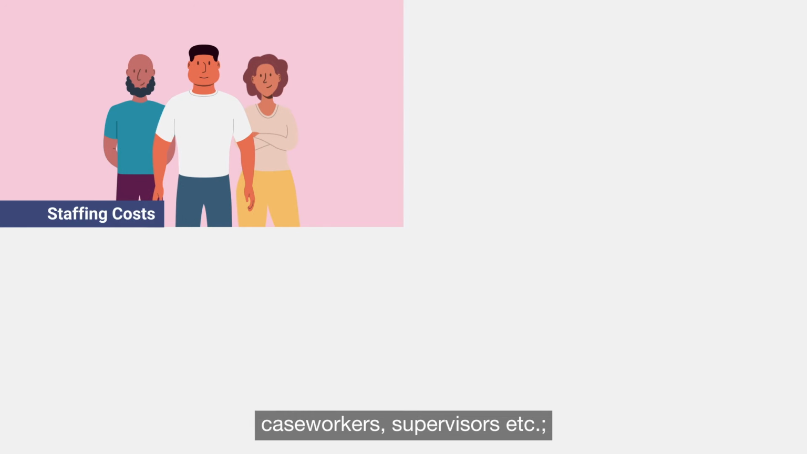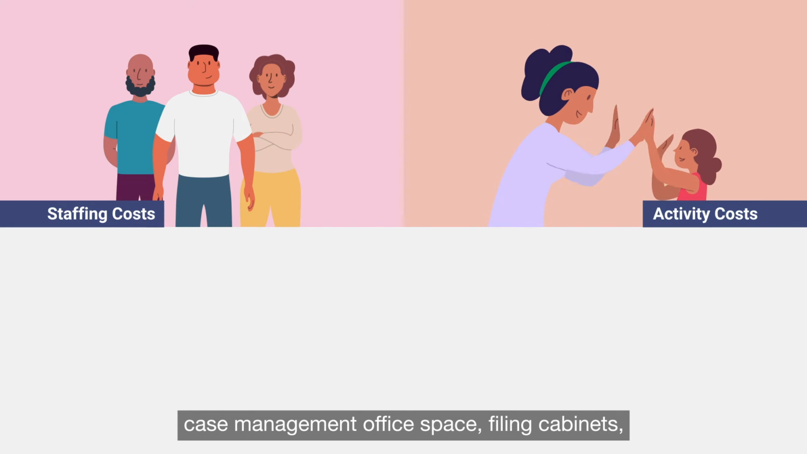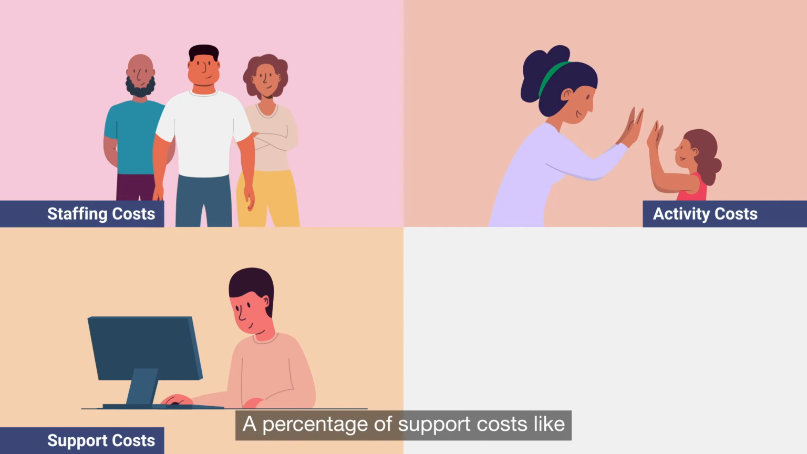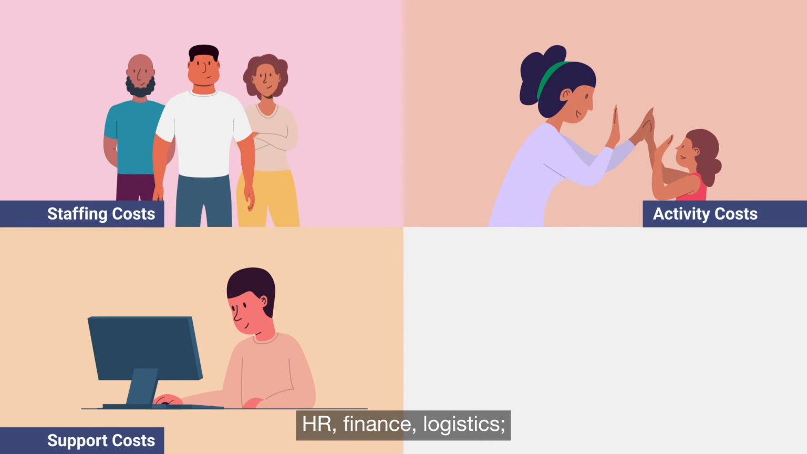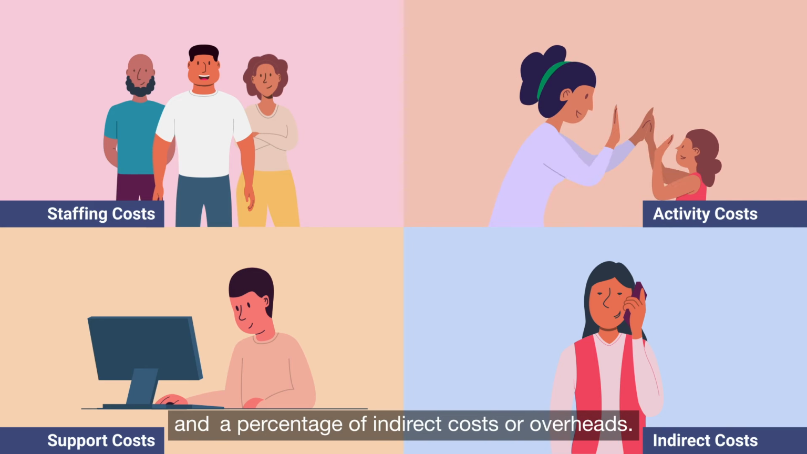There are 4 types of budget items to include. Staffing costs, for example, caseworkers and supervisors. Activity costs, for example, case management office space, filing cabinets, emergency case funds, etc. A percentage of support costs like HR, finance, and logistics, and a percentage of indirect costs or overheads.